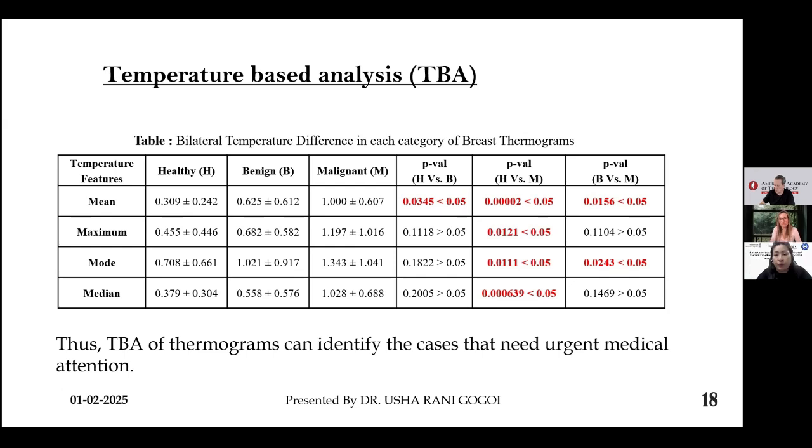So I'm just taking the average of all the healthy thermograms. Then similarly in the max case, we have found the maximum temperature difference between the left and the right breast of a healthy patient is 0.4 degrees centigrade. But in the case of a benign patient, it's 0.682 degrees centigrade with a standard deviation of 0.582. And in the case of malignant, this temperature difference is above 1 degree centigrade. So along with the histogram analysis, this type of quantitative or statistical feature also helps us to find out how the difference of the temperature can indicate the presence of abnormality.